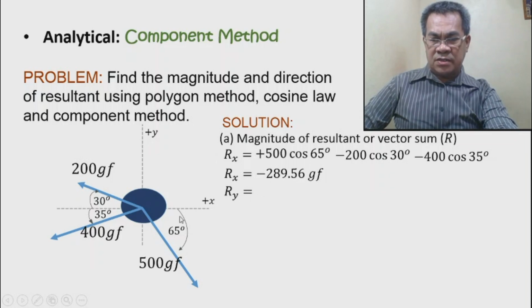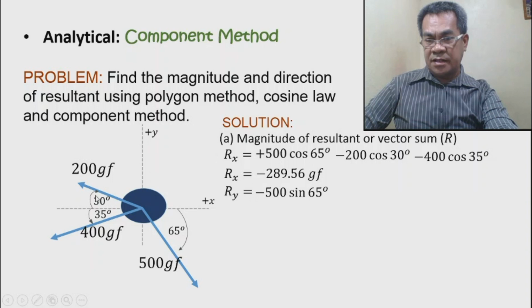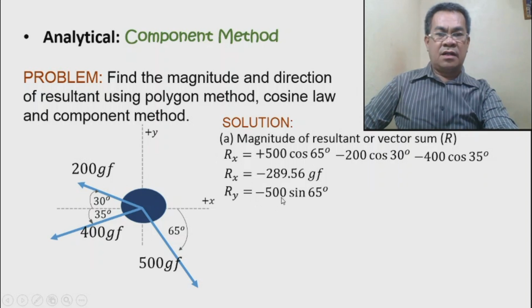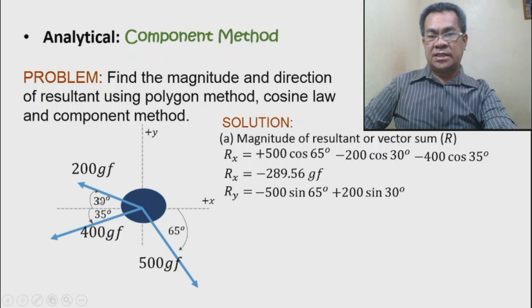Now for the y. The y component of the 500 is sine. This is downward, so this should be negative 500 sine of 65 degrees. Now for the 200, this is upward. Take note of the component: upward, because this is the tip projected here. The upward is the y component, so it should be plus 200 sine of 30.